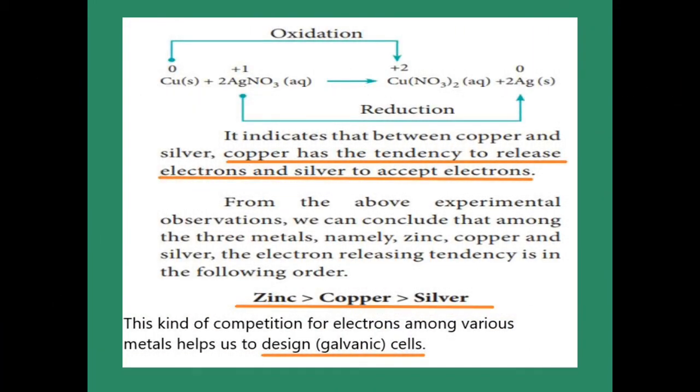From the above experiment, copper plus silver nitrate gives copper nitrate plus silver. Copper is an element, so the oxidation number is 0. In silver nitrate, nitrate is -1, so silver is +1. Another way, silver is a metal, and metal means positive character, and the valency is 1, so it is +1. The silver possesses oxidation number +1. In copper nitrate, the nitrate is -1. There are 2 nitrates, so -2 for nitrate, and -2 for nitrate means copper possesses +2.